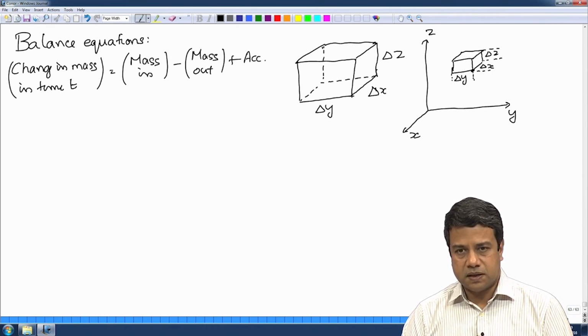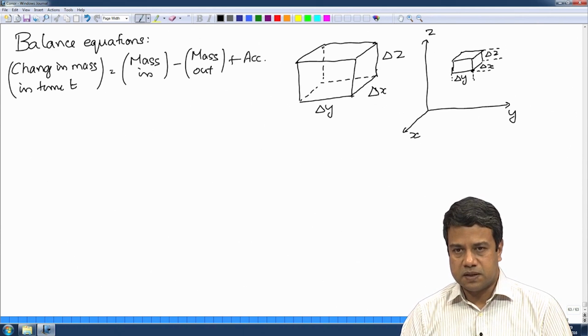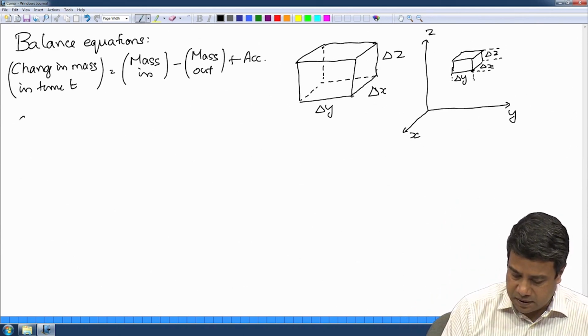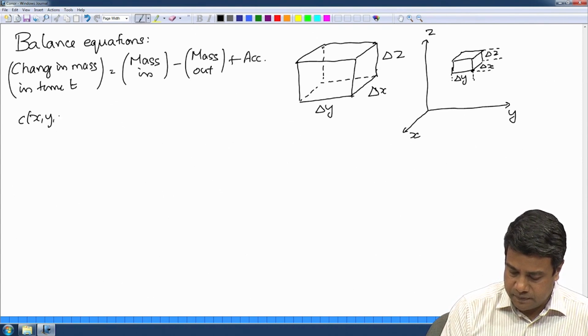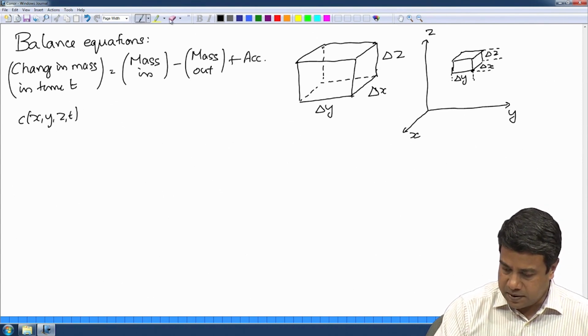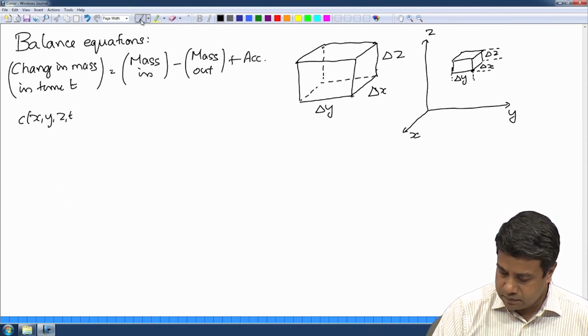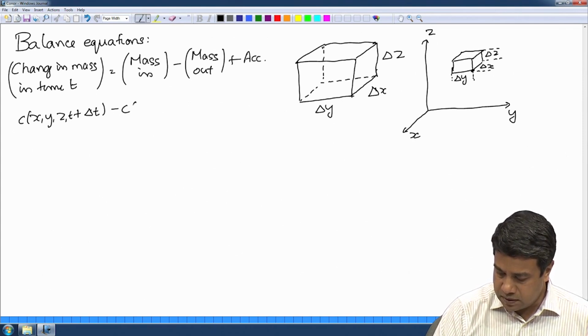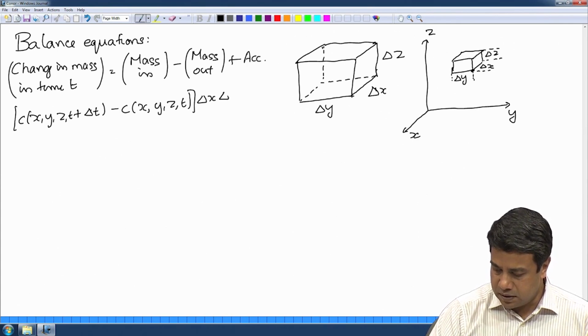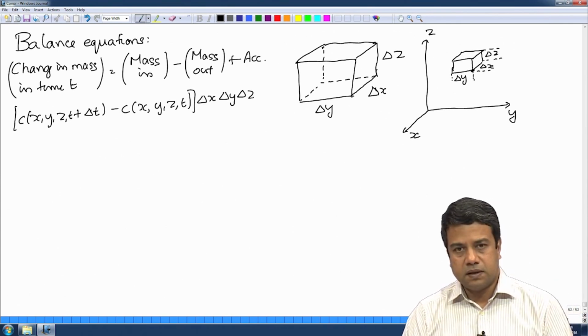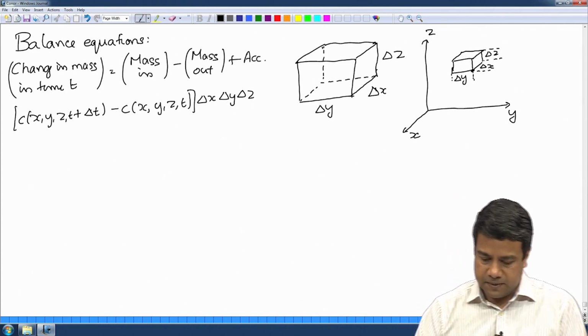What is the change in mass in time t? The change in mass in time t is equal to the difference in concentration at time t plus delta t minus the concentration at time t, times the volume, delta x, delta y, delta z. So, that is the first term, the change in mass in time t.